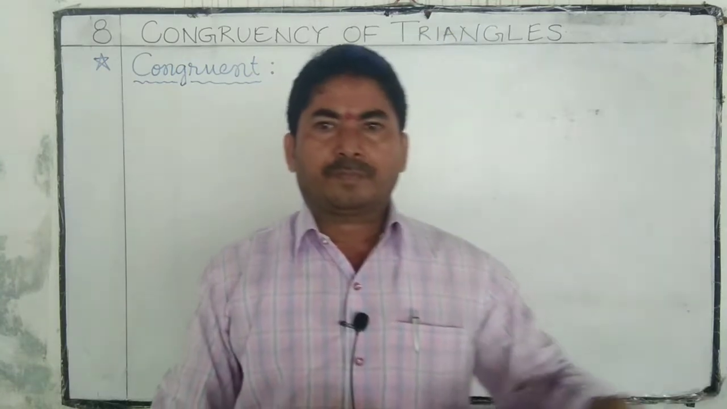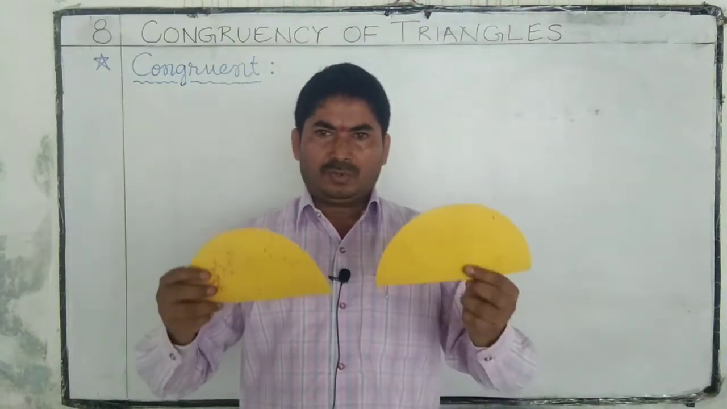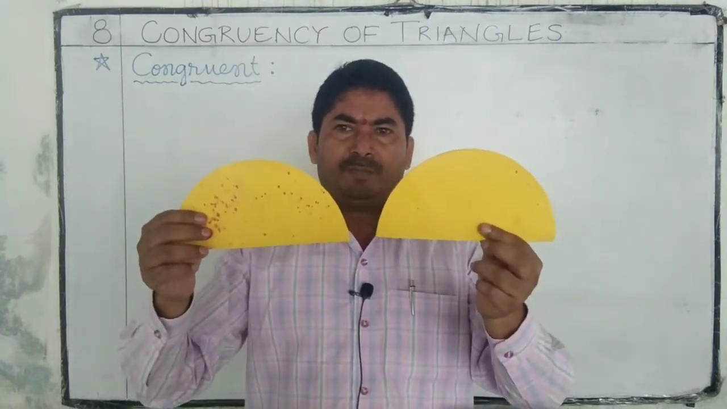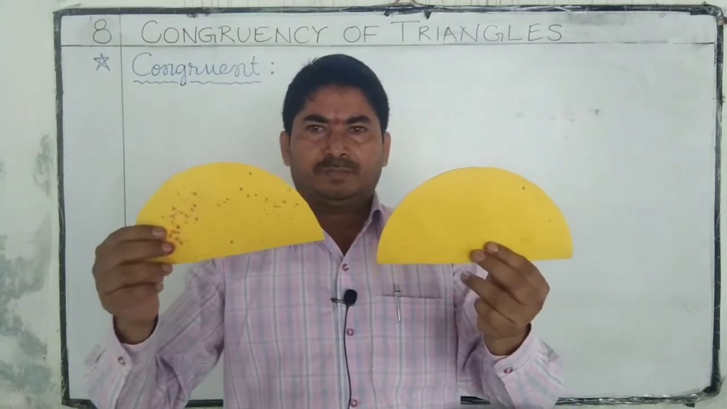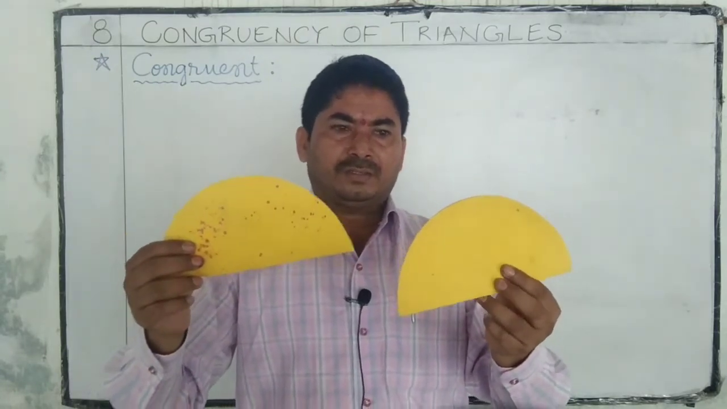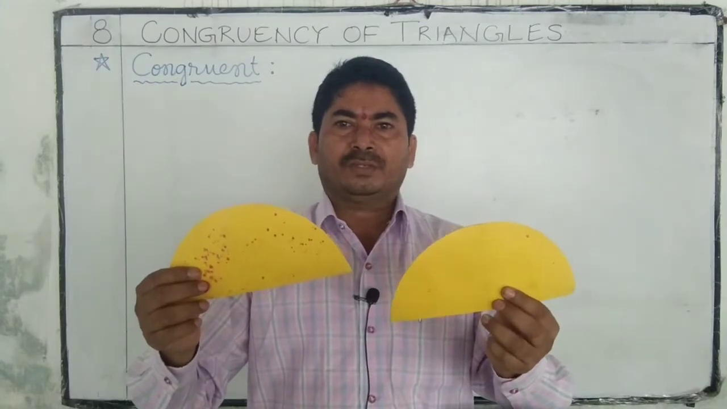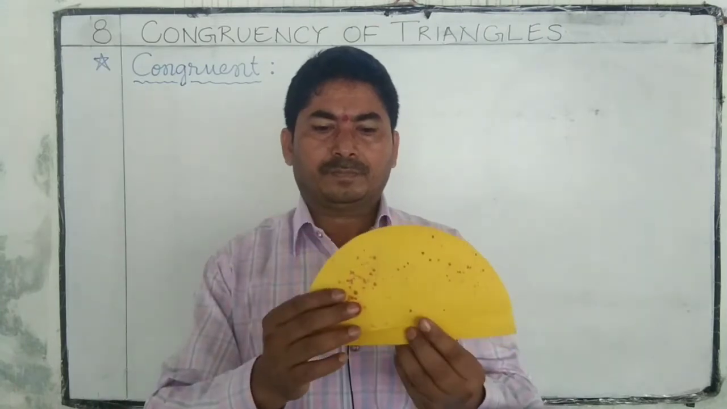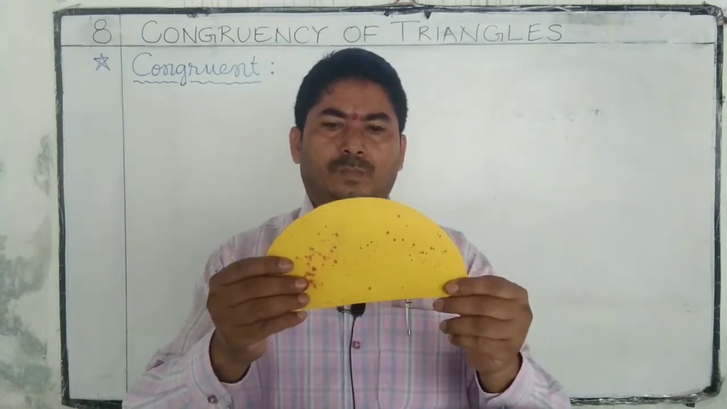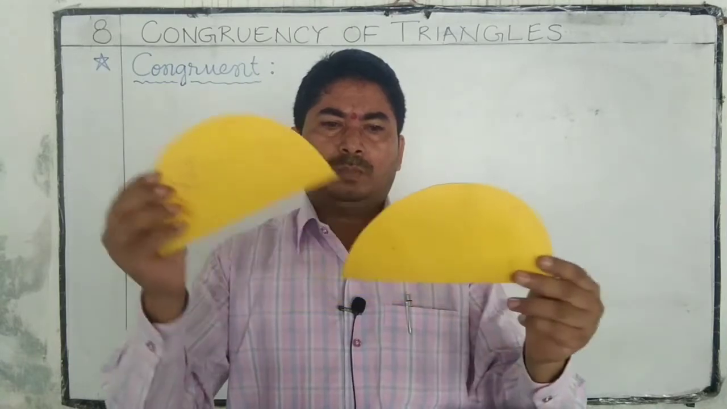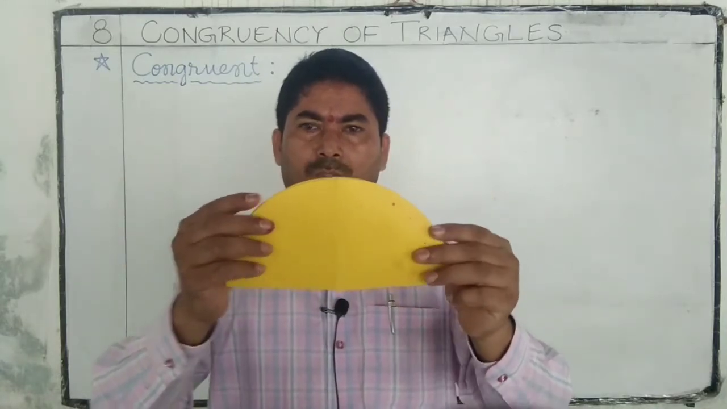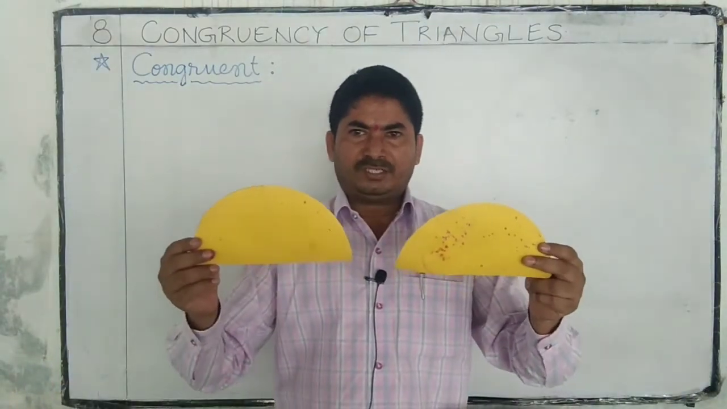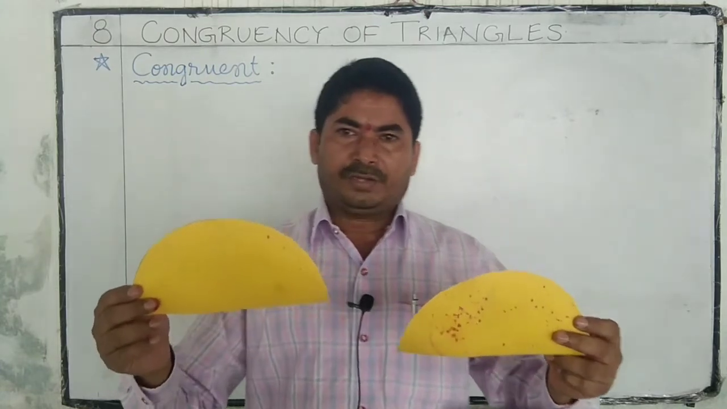To understand this, here we have two objects. These are the same shape and same size. To check this congruency, the method is superimposition. So these are the best examples to understand congruent.